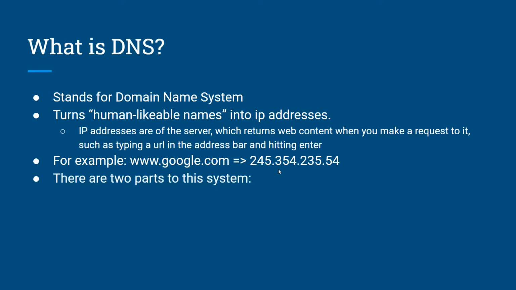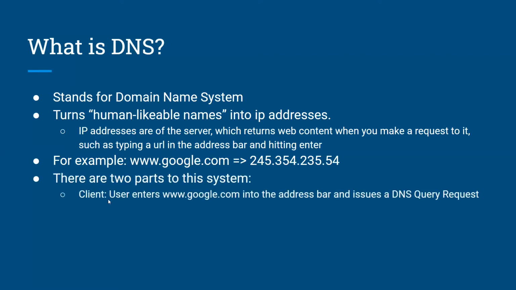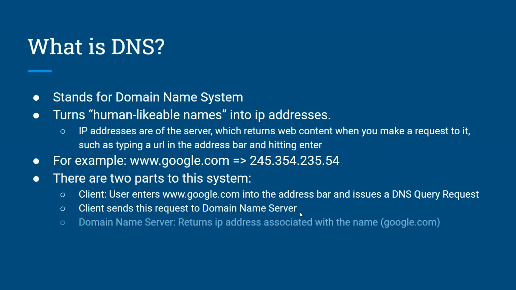So there are basically two parts to the system. When the client enters www.google.com into the address bar, they issue a DNS query request. There's a domain name server somewhere out there in the world, and this request is sent to that server. Then that server returns the IP address associated with that name, google.com.